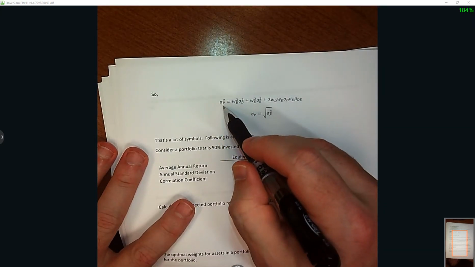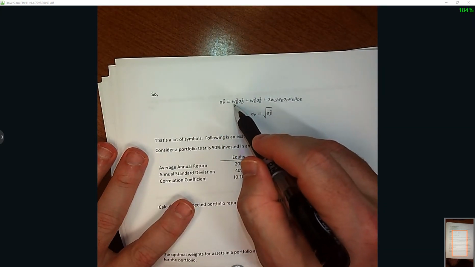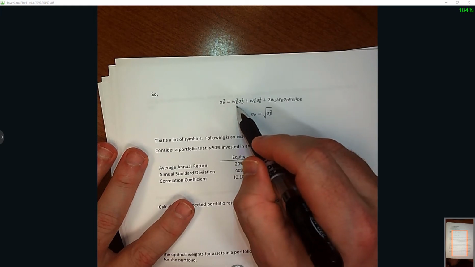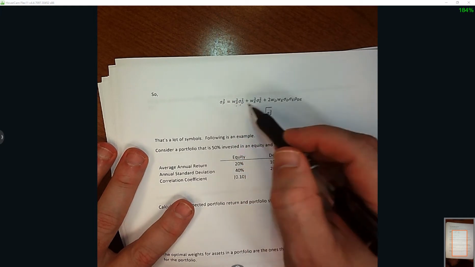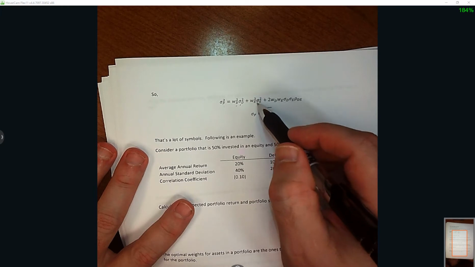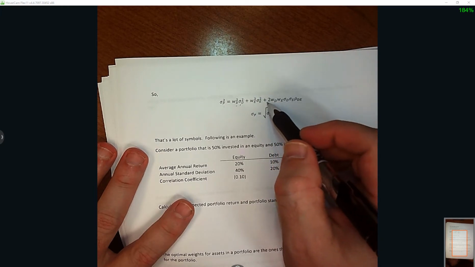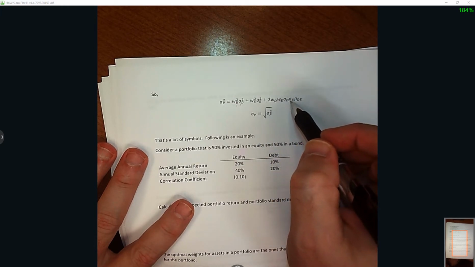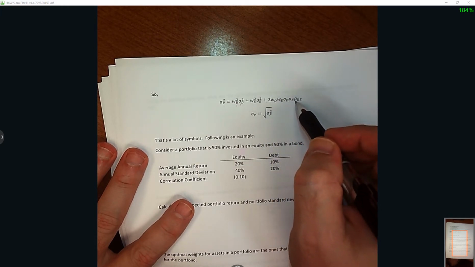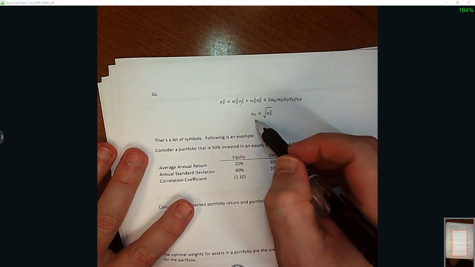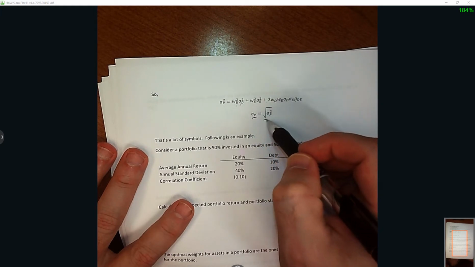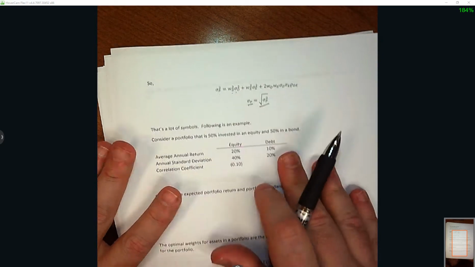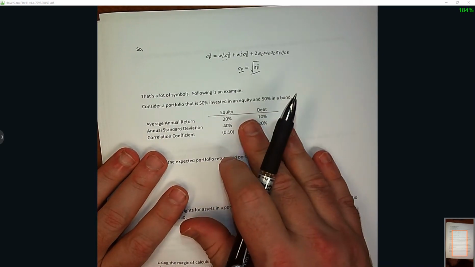So the variance of the portfolio is equal to the weight squared for the first investment multiplied by its variance, plus the weight of the second investment squared multiplied by its variance, plus 2 times the weight of the two investments multiplied by their standard deviations multiplied by the correlation coefficient, and then to get the standard deviation we take the square root of the variance. So that's a lot of symbols. Let's do an example here.